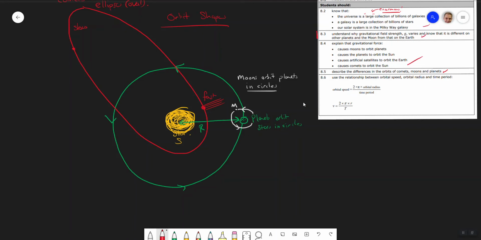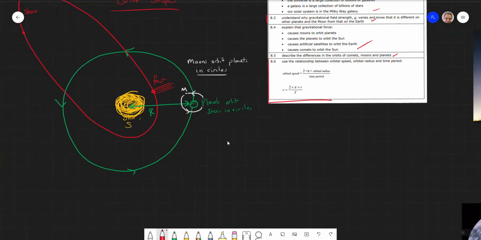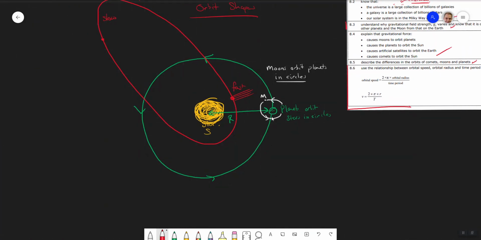So the last thing is the mathsy bit, the bit where we have to work something out, and that's this bit here. Use this relationship. So it's a relationship you are given, of course, between orbital speed, orbital radius, and time period. Okay, so if we think about this, we're basically using the equation speed is distance over time. We have a planet, it is going around in a circle. Okay, so it's going to go a distance.